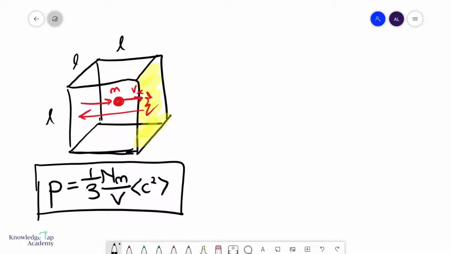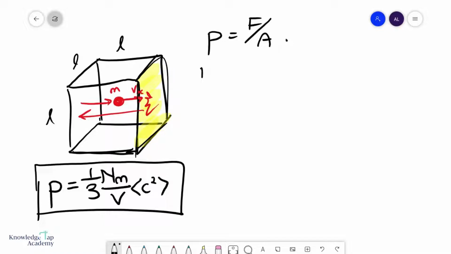And so let's consider a single gas particle over here, of mass m, traveling horizontally at a velocity of vx, and it's just going to go back and forth, bouncing on this yellow surface at some periodic interval. So first of all, recall that pressure is of course force over area. And so let's try to figure out force first.